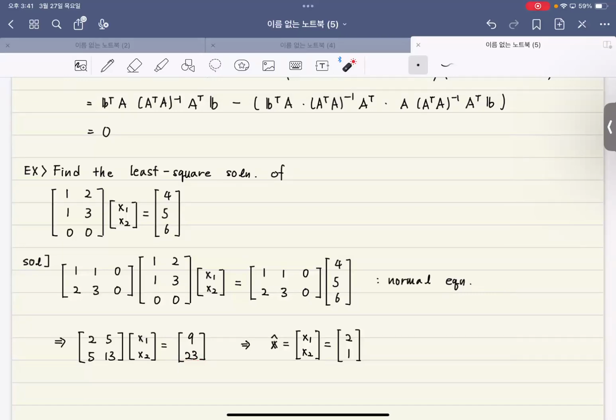All you have to do then is, everything else is just a matter of computation. I guess you can easily find the solution of this. And it turns out x1 is 2 and x2 is 1. This is not a solution of the system, but this is a least square solution that minimizes the discrepancy between b and A x hat.